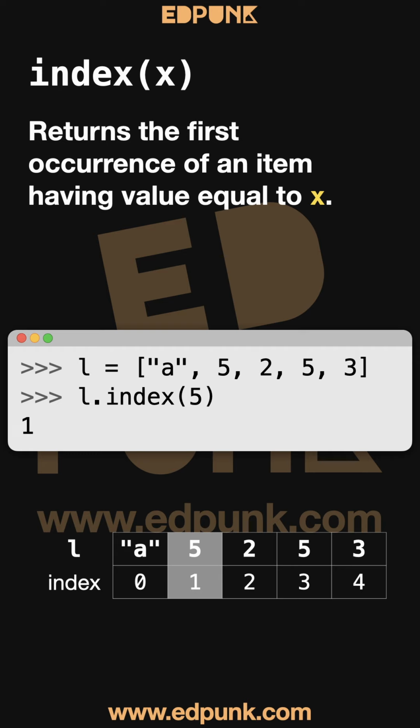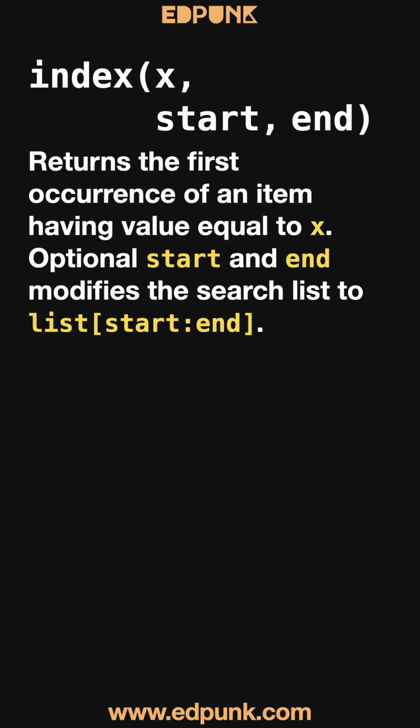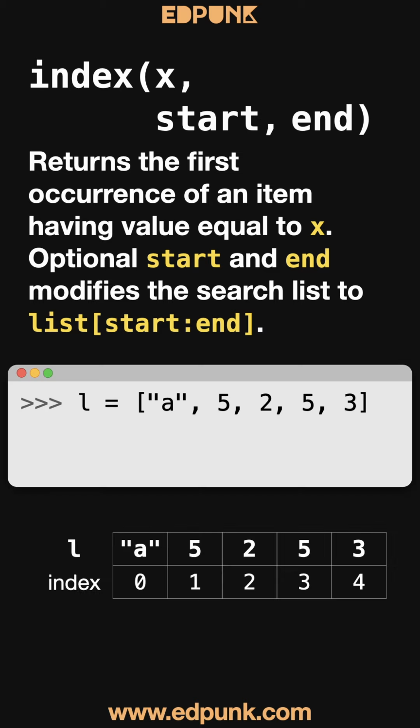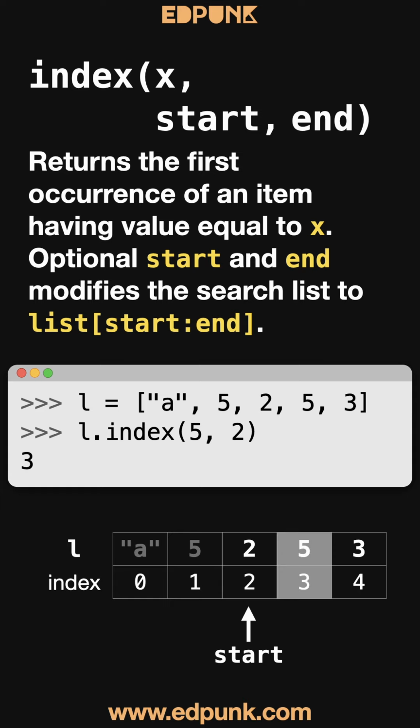The index method also accepts optional arguments start and end, which search in the slice start to end. Start and end default to 0 and length of list respectively. For example, let us assign a list containing items string A, int 5, int 2, int 5 and int 3 to a variable L. Now execute L.index(5, 2). The value returned is 3 as the first occurrence of 5 at the index equal to or greater than 2 is at 3.